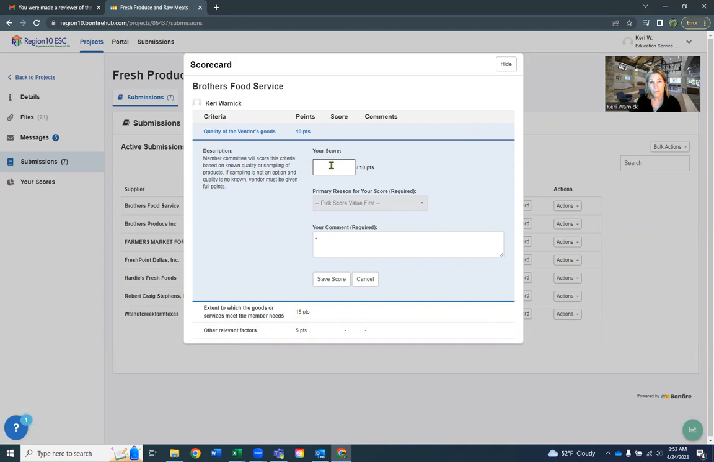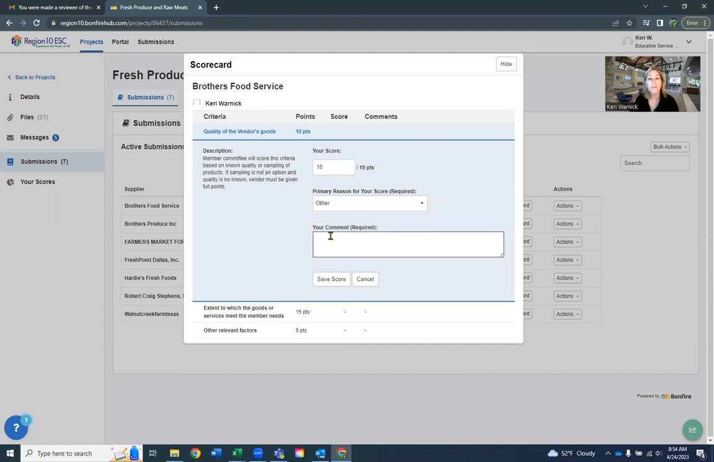So the quality of the vendor's goods, you may want to give an 8 or a 9 or even a 10 if you feel that their produce is just stellar. High score reasons, you're going to need to click on this because you do have to select a reason. And these are auto-populated. If none of these really fit why you gave a high score, click on other. And now you're going to need to give a comment. You do have to give a comment on every single one.